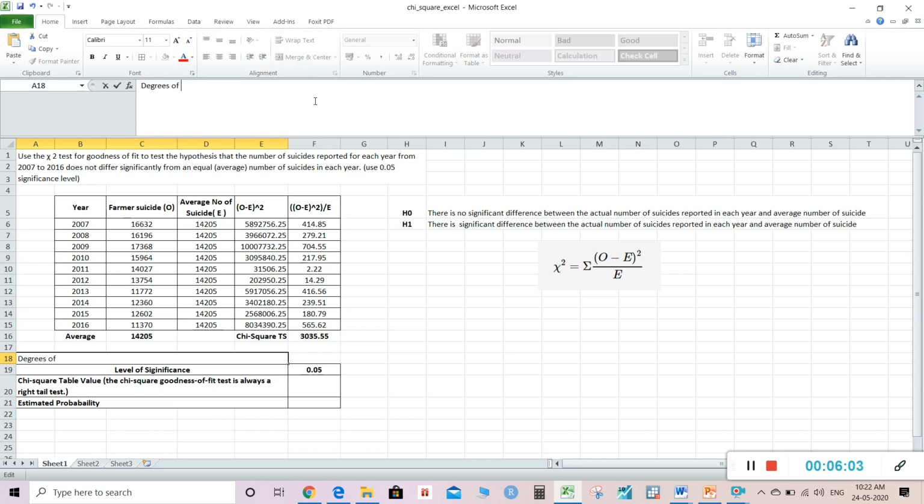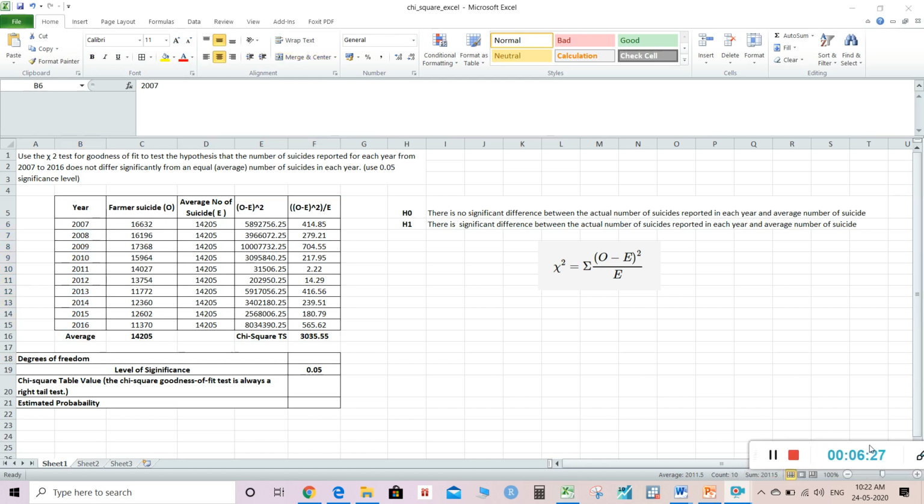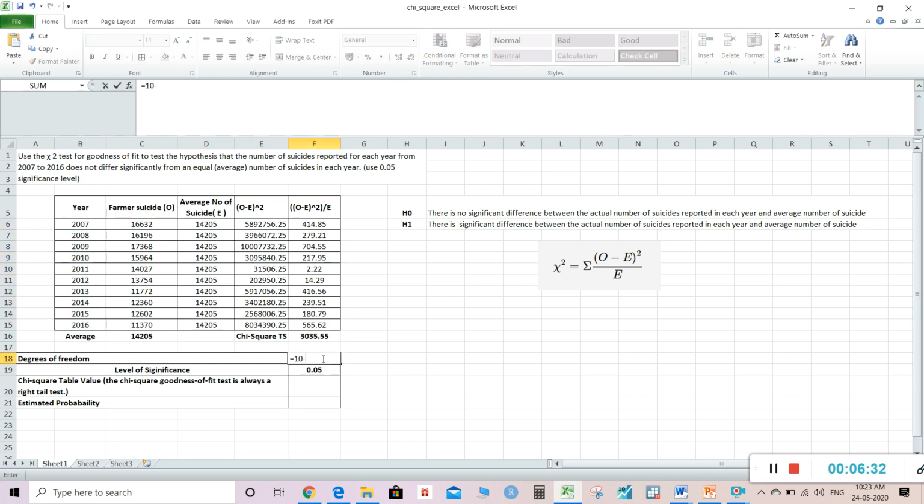So what is degrees of freedom? It is nothing but your number of categories minus 1, right? So assuming this observation, these are your categories. So you have how many categories? 10 categories minus 1 will give you 9. So 9 is your degrees of freedom, right?